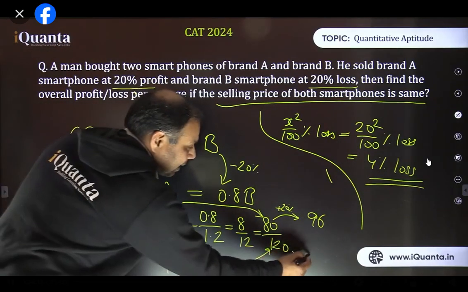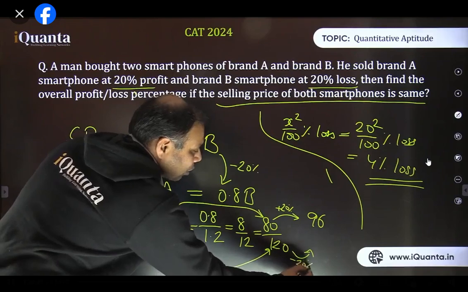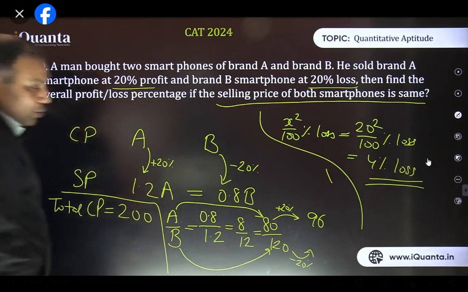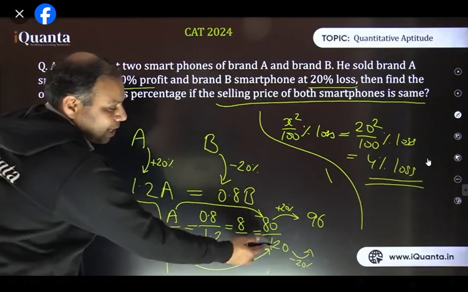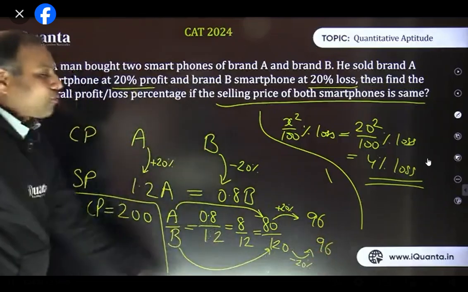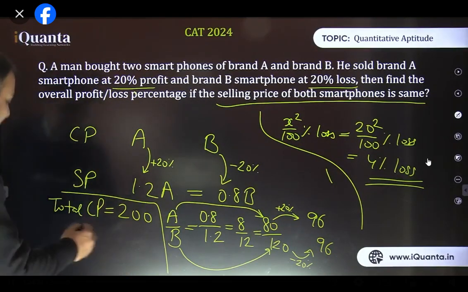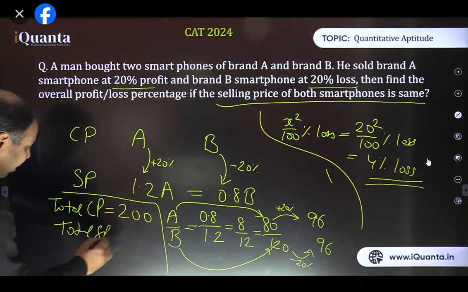In the same way, this other brand is being sold at a 20% loss. So again, 20% of 120 is 24. If you subtract, you will again get 96. Of course, that was going to be the same. Yes, total selling price comes out to be 192.